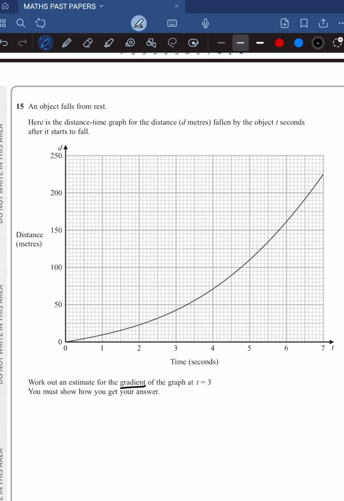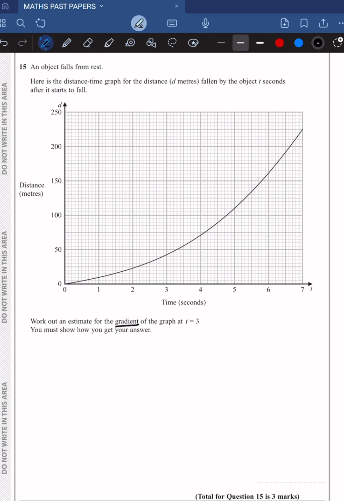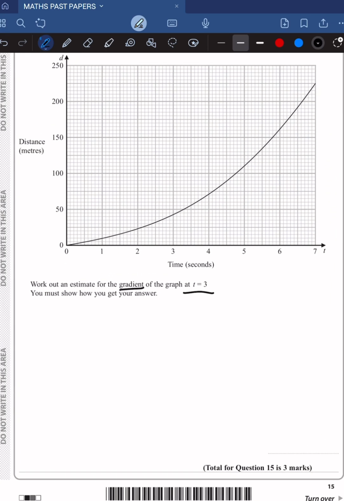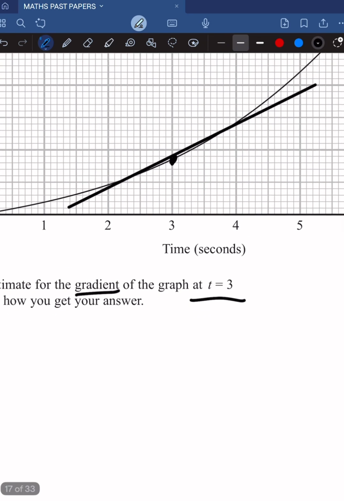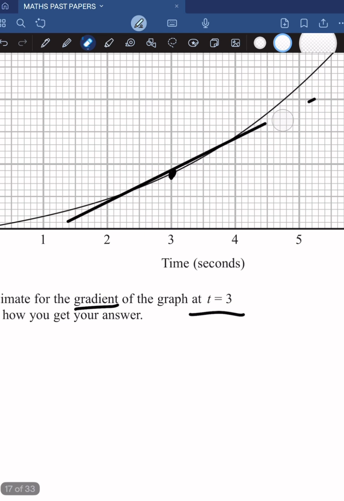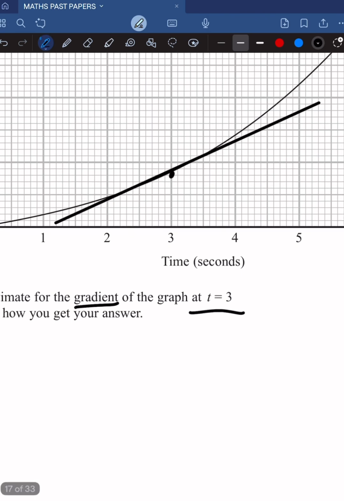So an object falls from rest. Here's a distance time graph for the distance d meters fallen by the object t seconds after it starts to fall. Work out an estimate for the gradient of the graph at t equals 3. What we have to do is draw a tangent at t equals 3. So draw the point here. Let's just imagine it's a bit below, of course. Let's do that one more time, make it clear. Yeah, that's about right.